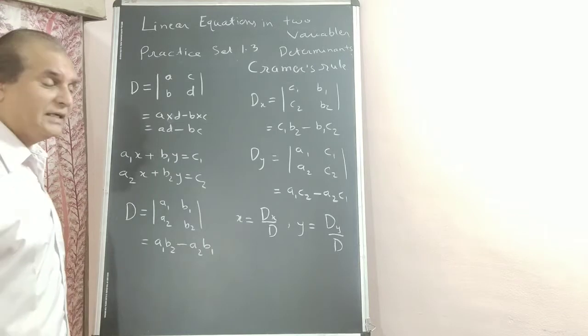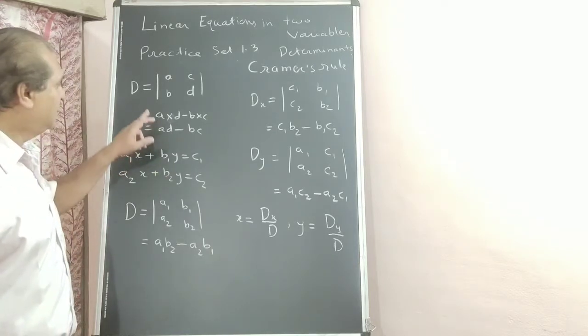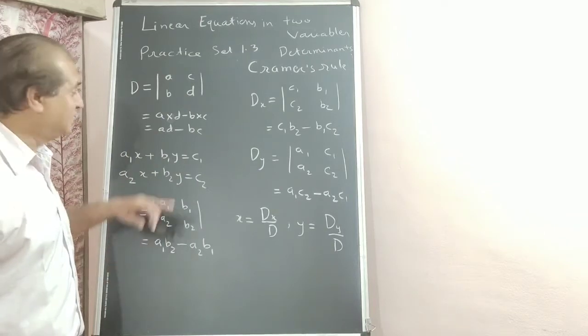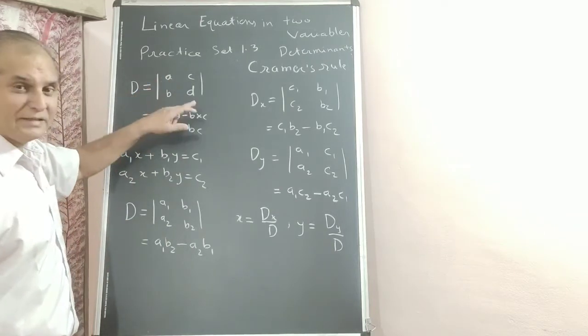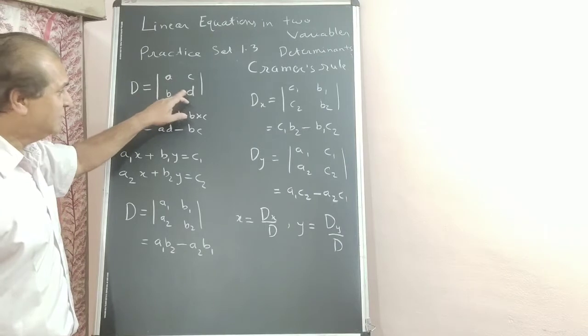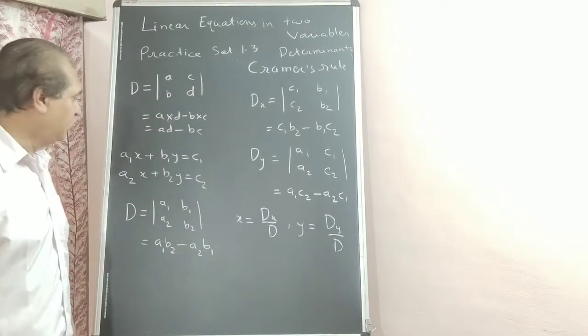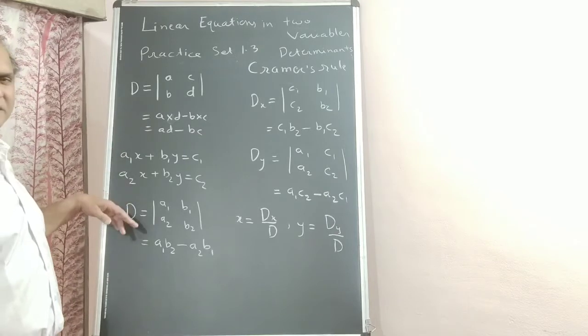Otherwise you get a negative answer. Instead of 5 minus 3, you will get 3 minus 5, and minus 2. The answer will go wrong. Don't forget the direction. This into this, A into D minus B into C. Remember the direction. Now, two equations.